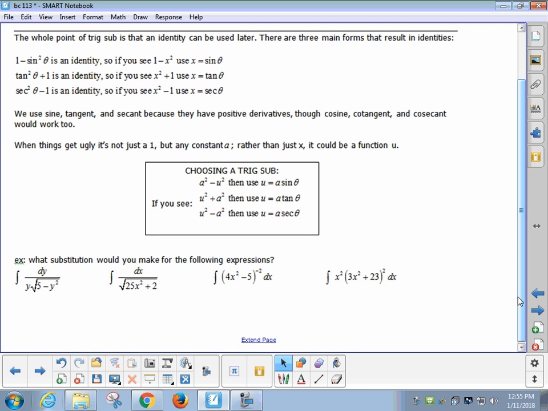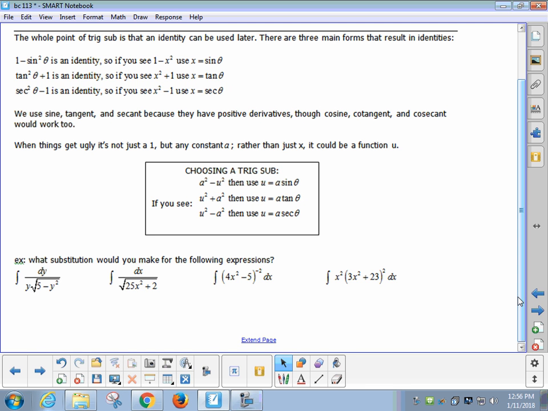Side note, cosine, cotangent, and cosecant could be used, and the only reason that we don't use them is because of the negative derivative. But they have the same basic ideas. There's still identities there. Just about everybody just uses sine, tangent, and secant as the main substitutions. All right? Unfortunately, however, sometimes things get a little more complicated than just 1 minus x squared. Sometimes things have a lot more junk going on.